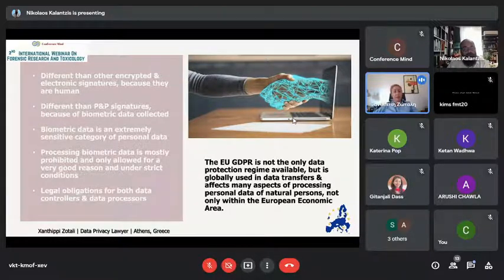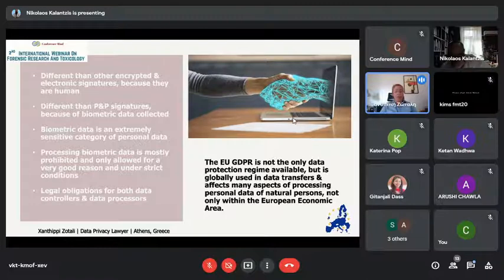So those signatures, as was mentioned, the digital capture ones, are very different than other electronic signatures too, because they are human, and the biometric data they produce are not. The legal regimes around the world are very strict on the way that we are allowed to use them. So we're only allowed to use them for a very specific and a very good reason, and only under strict conditions.